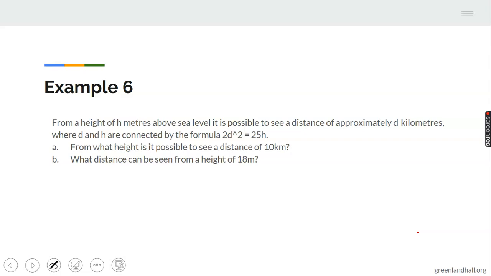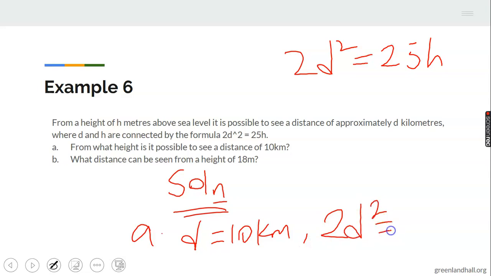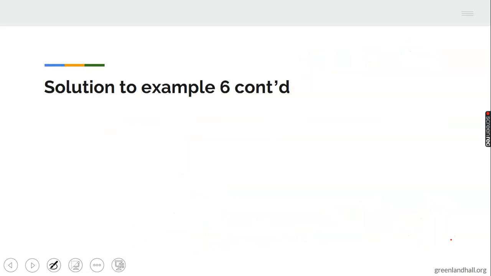From a height, we have the formula. This is the formula. Don't forget we are talking about formula and substitution. The formula is 2d squared equals 25h. From what height is it possible to see a distance of 10 kilometers? What is your d? Your d is 10 kilometers, and your formula is 2d squared equals 25h. What height?